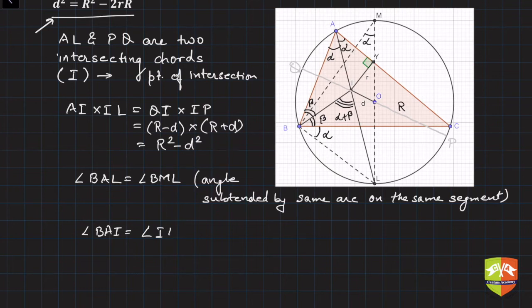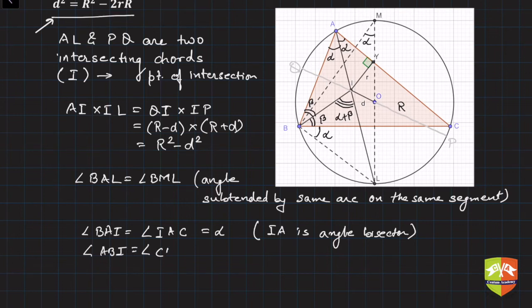Angle BAI is equal to angle IAC, both are equal to alpha. And the reason is IA is angle bisector. So, hence the two angles have to be equal. Similarly, angle ABI is equal to angle CBI, and both are equal to beta because IB is angle bisector. Okay, so this is clear.